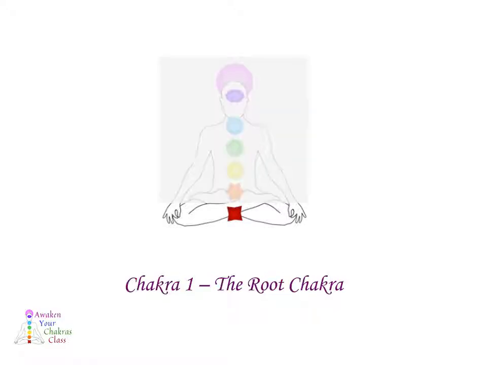So let's start with the first chakra, the root chakra. Chakra is a Sanskrit word that means wheels of light or spinning light. A lot of the chakra terminology comes from Sanskrit. So chakra 1 is in Sanskrit called Muladhara, and that means root. So this is the root chakra at the root of the body. The color is red, and it's located at the base of the spine.